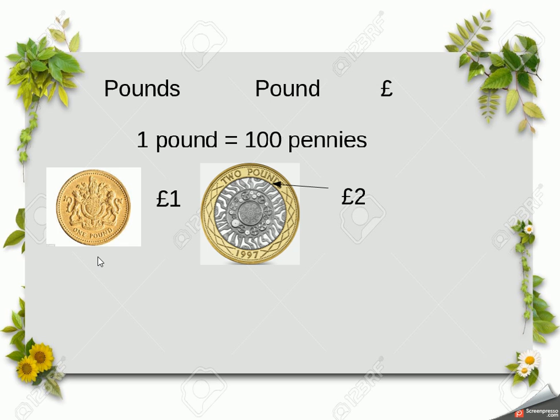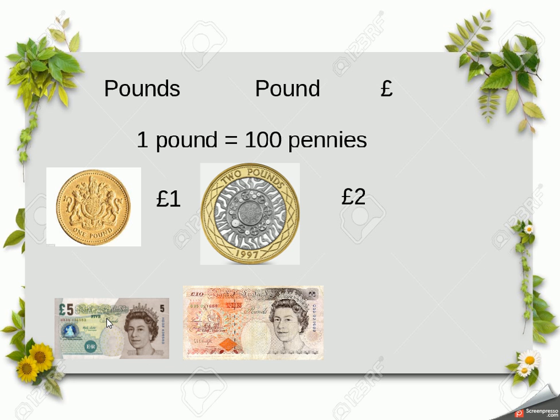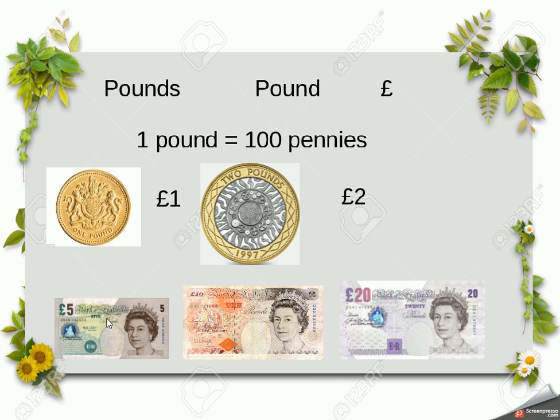Your next coin is the £2 piece, with the writing up by here. The £2 piece is the biggest value coin, because after this we start to use notes for the amount of money. And the 3 main ones are the £5 note, the £10 note, and the £20 note. There is actually a £50 note as well, but we don't tend to use them as often.